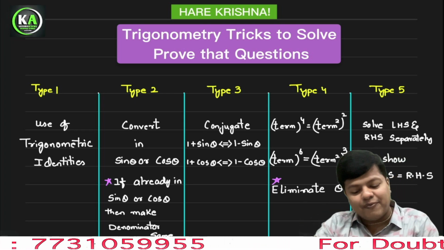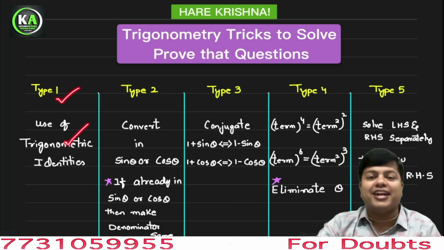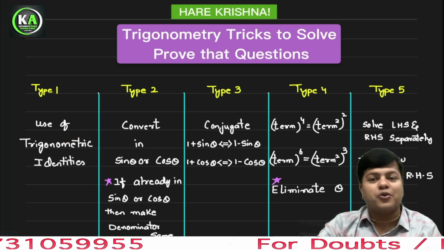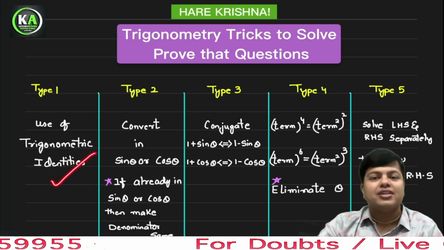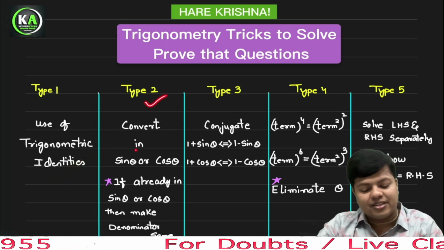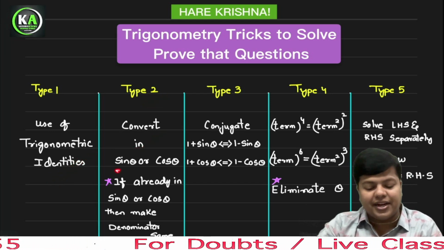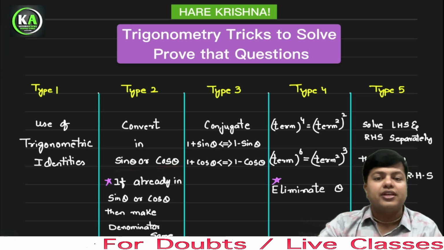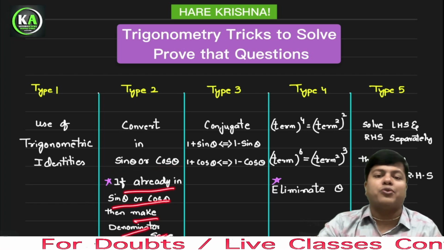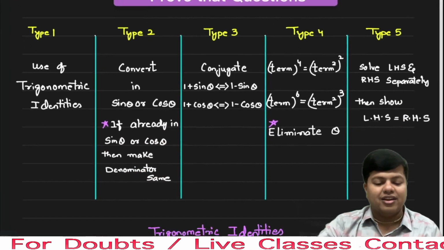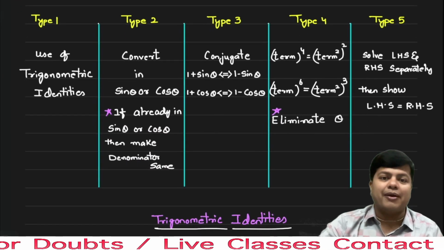Type 1 is use of trigonometric identities. I will show you how to use them and what sums come on this. Type 2 is to convert the "prove that" question into sin theta or cos theta. If it is already in sin or cos theta, then make the denominator the same, students. So these are type 2.